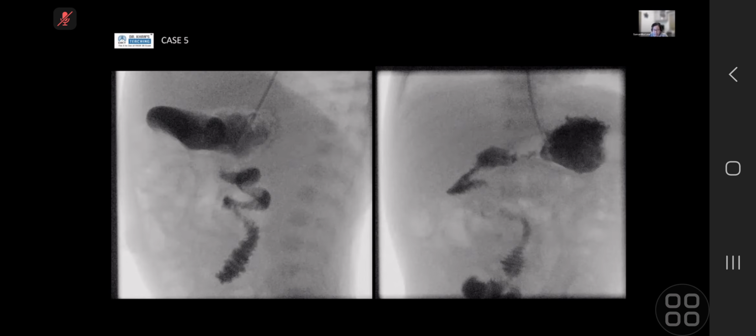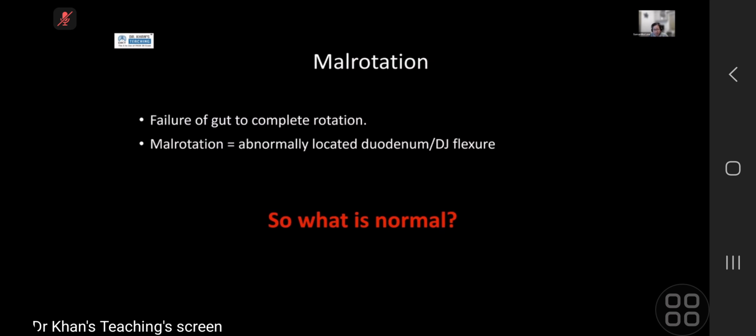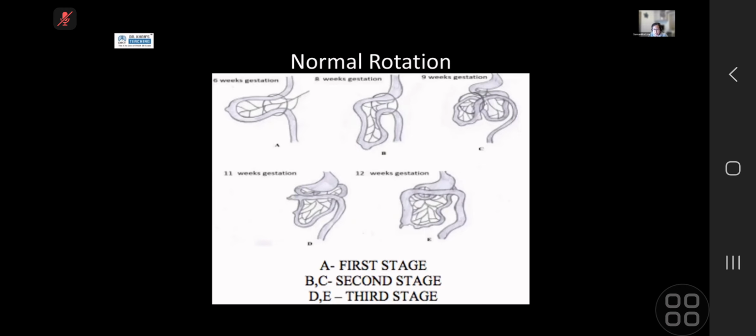So it's something that you don't always see, but when you see malrotation, you want to be mindful that malrotation predisposes to volvulus. So what's a malrotation? Malrotation is a failure of your gut to complete the rotation. When you say malrotation, it's an abnormally located duodenum or DJ flexure. So what's normal? Your midgut goes outside of the abdominal cavity to allow it to grow. It then turns 90 degrees anti-clockwise along the SMA axis, giving you all your ileum on the right-hand side and all your colon on the left-hand side, as in this picture here.